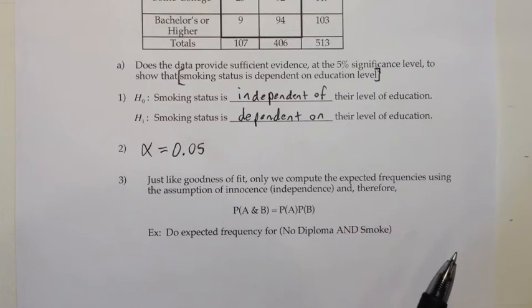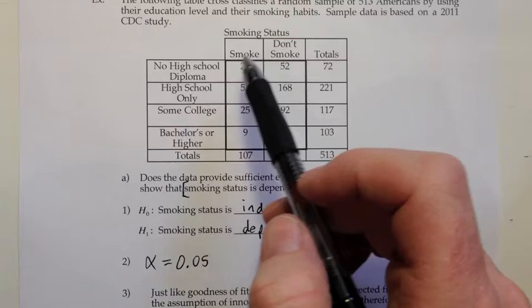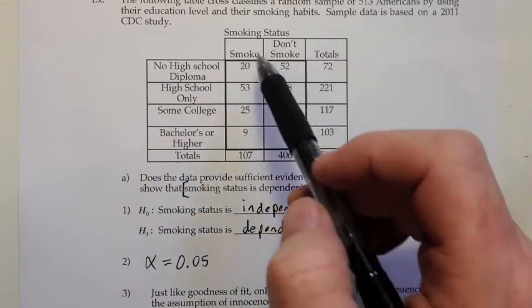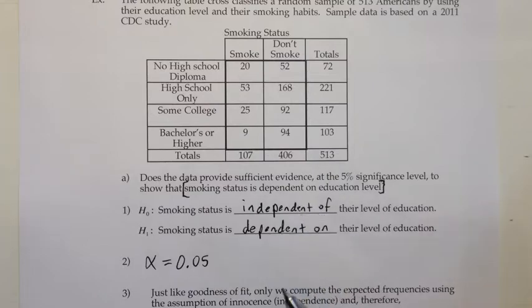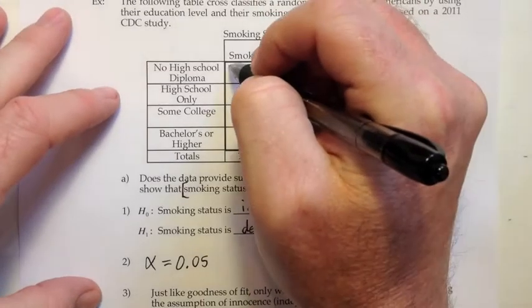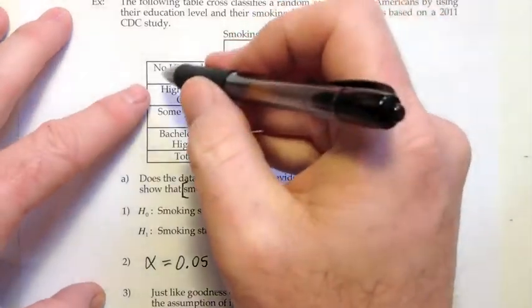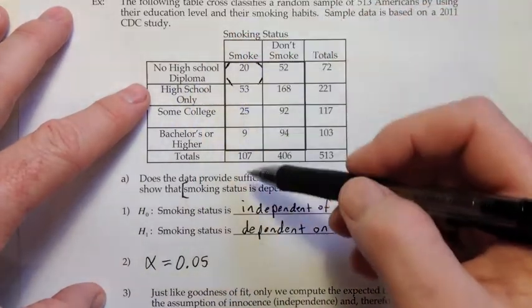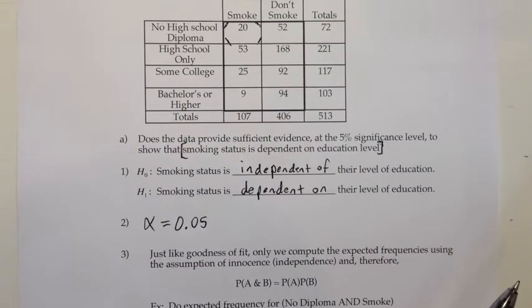Alright, so let's see what that would look like for the expected frequency for the square no diploma and smoking. So no diploma and smoking is the overlap between the no high school diploma row and the smoking column. So let's take a look at that. That would be this square right here with the 20 in it. That's the overlap of no high school diploma and smoking. So we want the expected frequency for that.